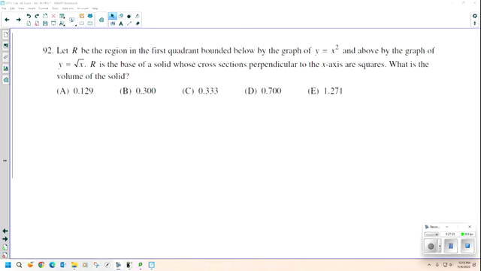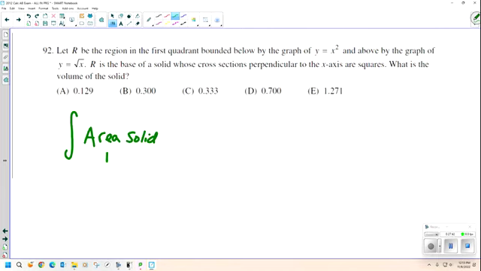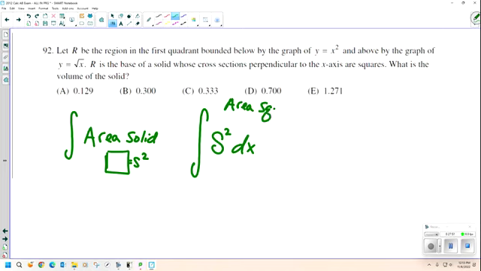R is the base of the solid whose cross sections perpendicular to the x-axis are squares. What's the volume of the solid? Well, first of all, I hope you know that anytime I want to find the volume of a solid, I need to integrate the area of said solid. In this case, it's a square. That is side squared. That's the area. So I want to take the integration of my side squared ds, because that's the area of our squares.